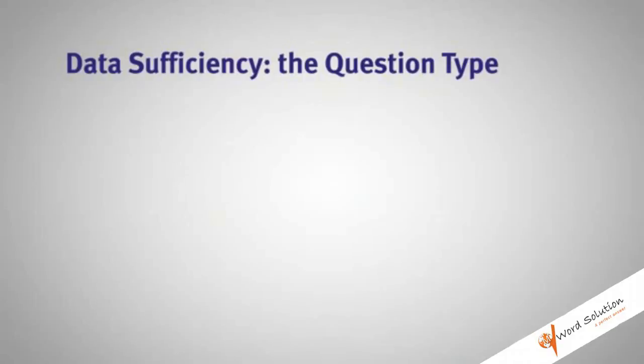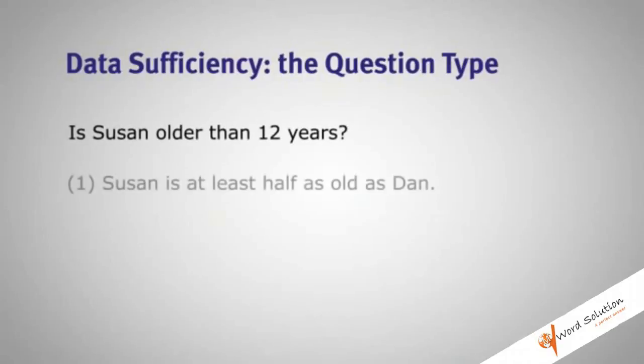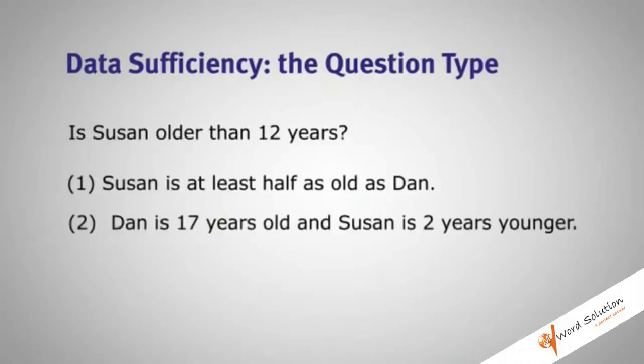Remember that one of the advantages of data sufficiency is that every question is in the same format. So let's take a look at our first example. Is Susan older than 12 years? In order for this to be sufficient, what we need to know is definitively whether or not Susan is older than 12 years. Well, let's examine what our statements give us.